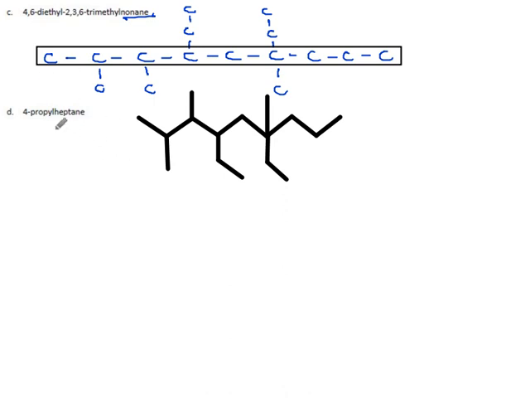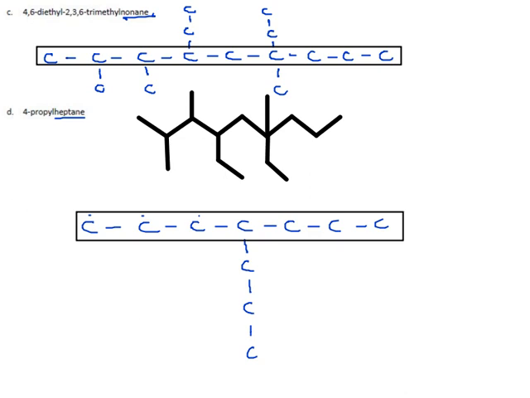And last one, I think, 4-propylheptane. Heptane means 7 carbons. 1, 2, 3, 4, 5, 6, 7. The fourth carbon, 1, 2, 3, 4, has a propyl group on it. Propane is 3 carbons, so a propyl group is 3 carbons. There we are.